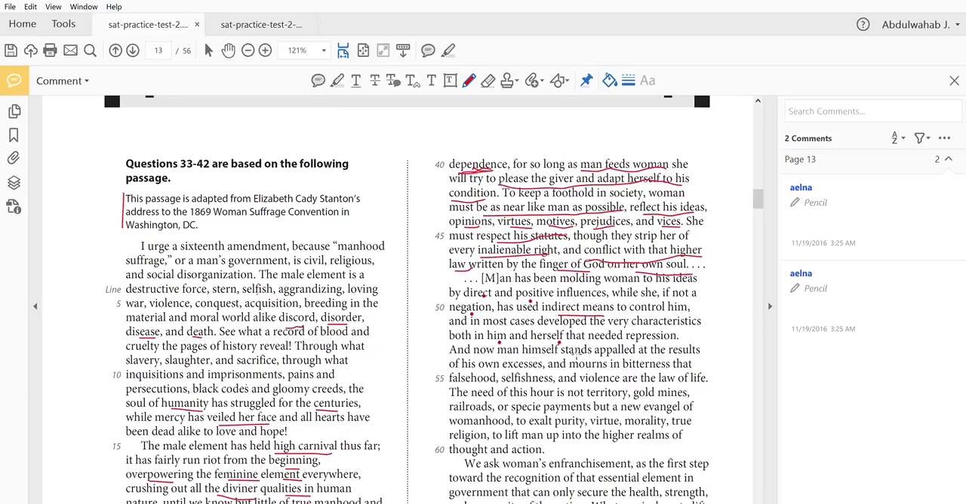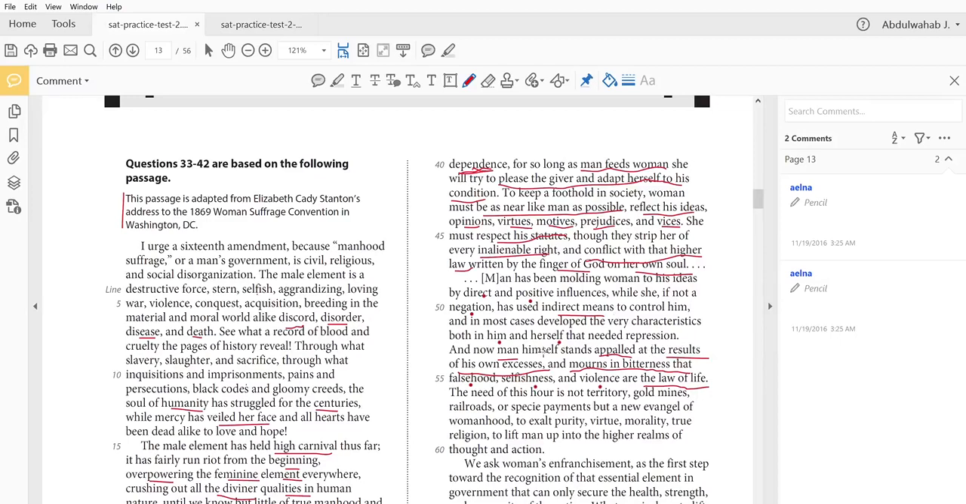And now even man himself stands appalled at the results of his own excesses, mourns in bitterness that falsehood, selfishness, and violence are the law of life. So even men nowadays are appalled, are horrified by the results they have produced in society. They are appalled by their own excesses.